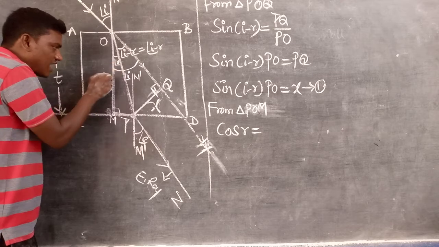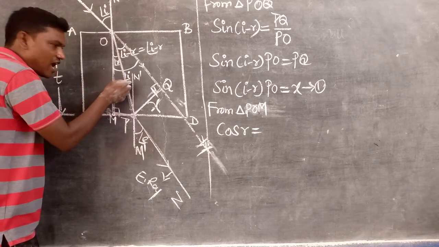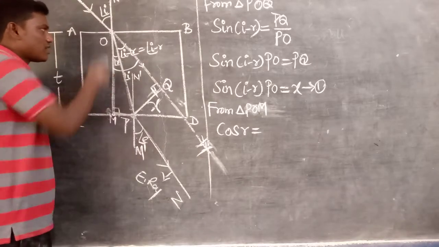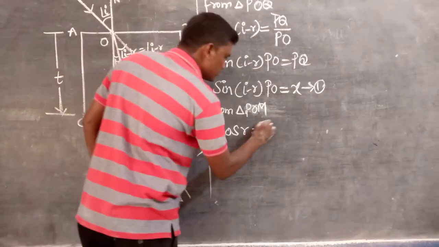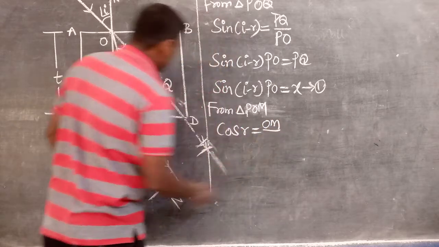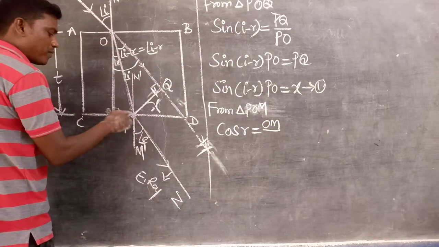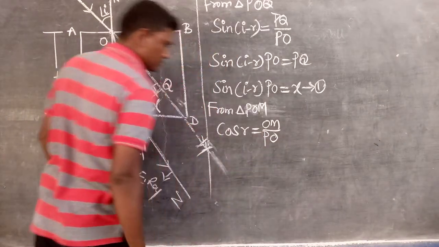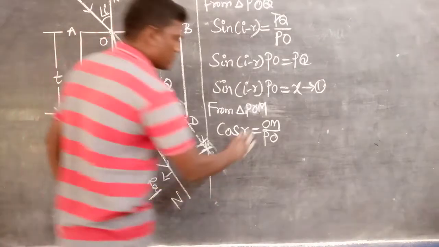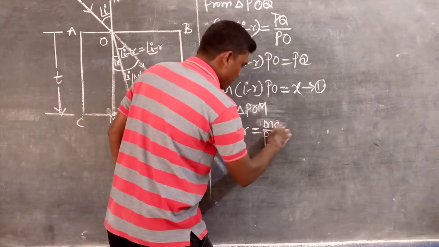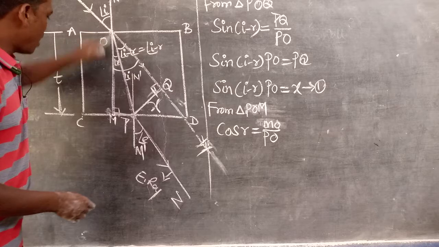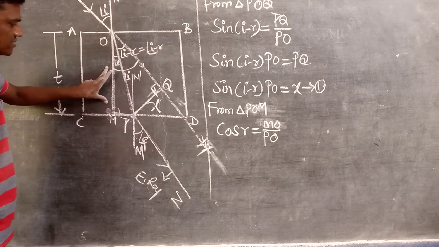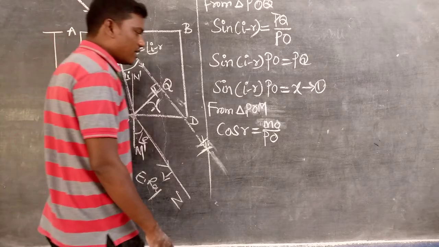For this angle, it is the adjacent side, the opposite, and the hypotenuse. But cos R is nothing but adjacent side by hypotenuse. What is the adjacent side? OM upon OP, or PO. Is it correct or not? You can write PO, and first you can write MO. So MO upon PO, because for this angle, it is the adjacent side and the hypotenuse.